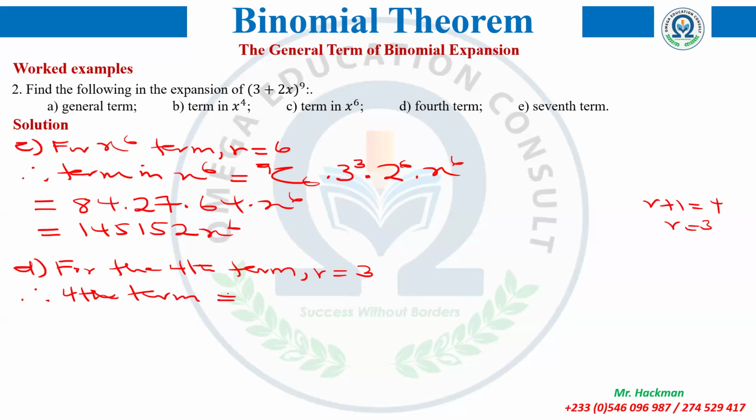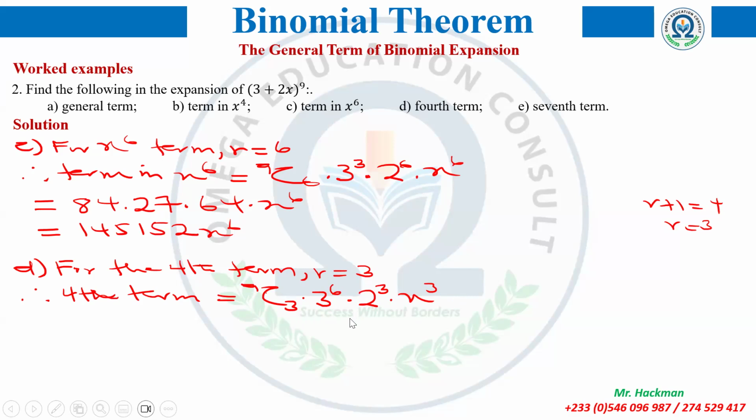Therefore, the fourth term, U sub 4, will be equal to, let's substitute into our formula, 9 combination 3, times 3 to the power 9 minus 3, which gives 6, then times 2 cubed, then times x also cubed. Here r equals 3.